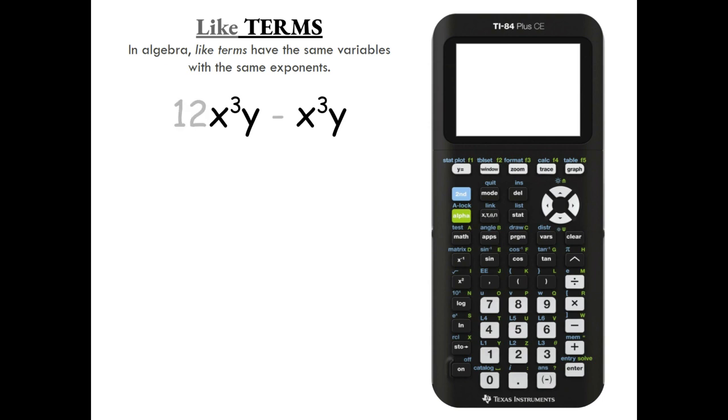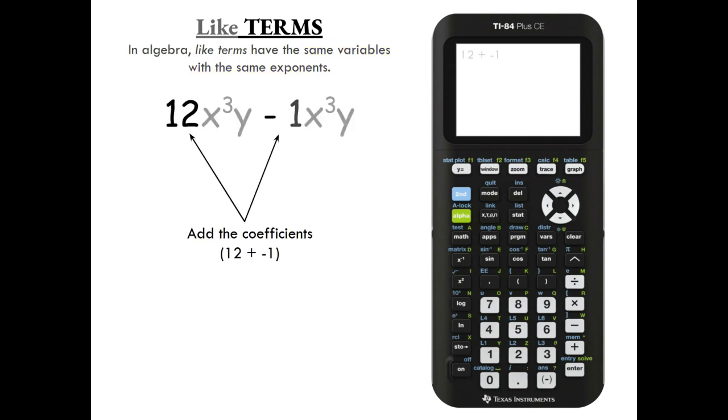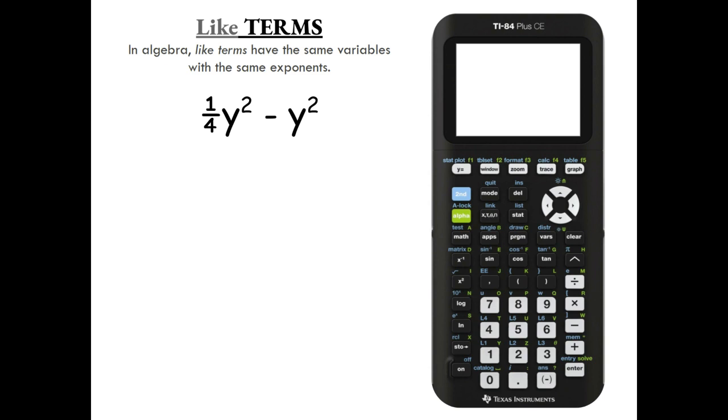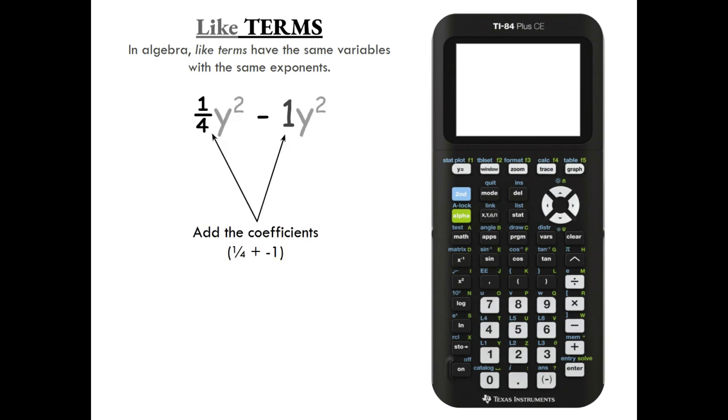Here they have the same variables with the same exponents, so you can add them together to get 11x cubed y. Now over here we have 1/4 y squared minus y squared. Again, this is minus 1y squared. The coefficient in this case is 1/4, and the coefficient in the second term is a negative 1. They have the same variable with the same exponent. They both have y squared, so therefore you can add them together.